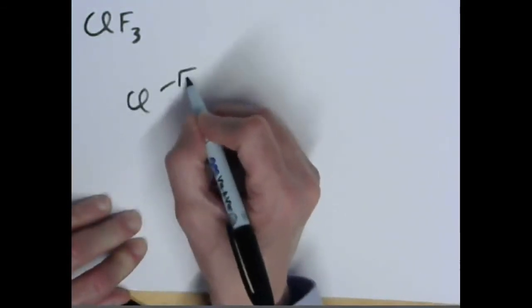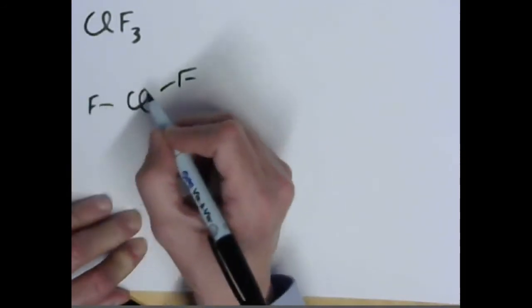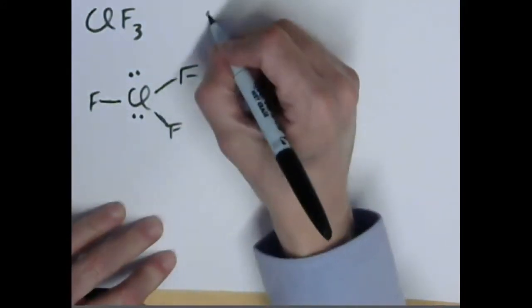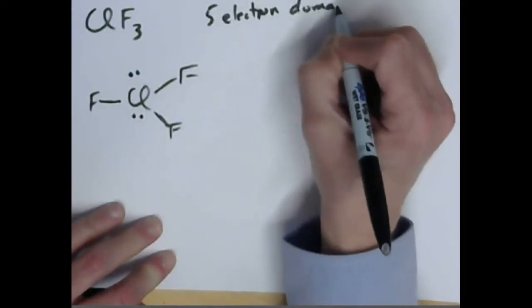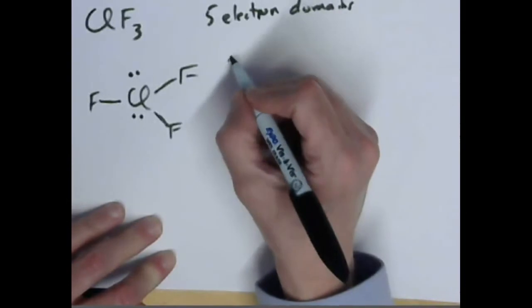Let's look at chlorine trifluoride. Chlorine's going to be my central atom. I've got 3 fluorines. I've got a pair of non-bonding pairs. So I've still got my 5 electron domains: 1, 2, 3 single bonds, and now I've got 2 non-bonding pairs of electrons. So 5 electron domains.